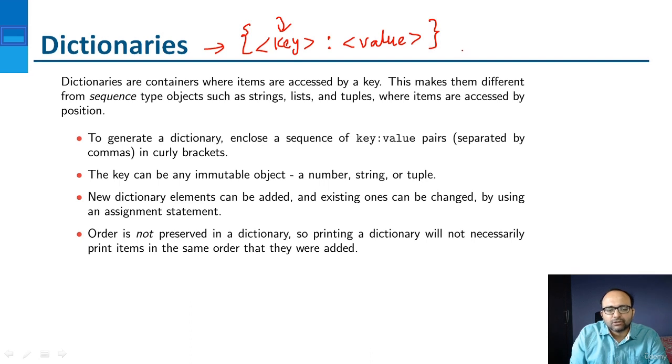The key can be an immutable object. It can be a tuple, a number, or a string. One more thing is that we can add new entries, or you can also modify the existing dictionary. And this is not going to preserve any order while displaying. While displaying, the order can be changed.